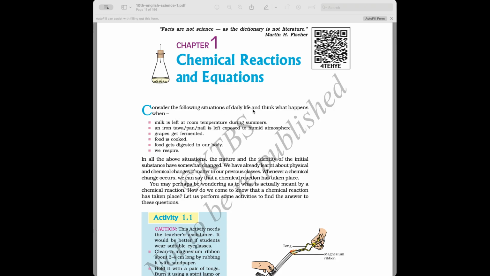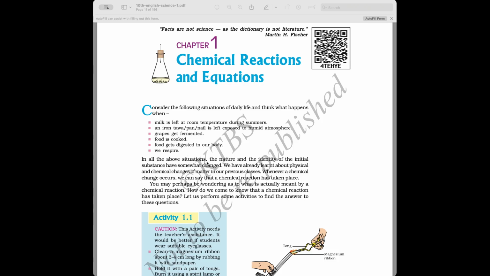Consider the following situations of daily life and think what happens when milk is left at room temperature during summers. In this case, milk turns into curd. So, this is also a chemical reaction. An iron tawa, pan, or nail is left exposed to a humid atmosphere. In this case, iron gets rusted. So, again, that is a chemical reaction. Grapes get fermented. Food is cooked. Food gets digested in our body. We respire. We inhale and exhale. So, all these things are nothing but a change in state.